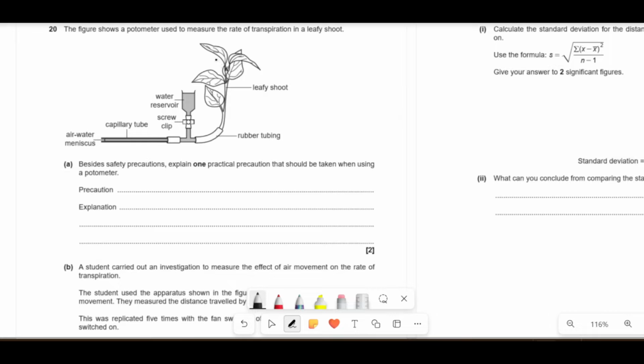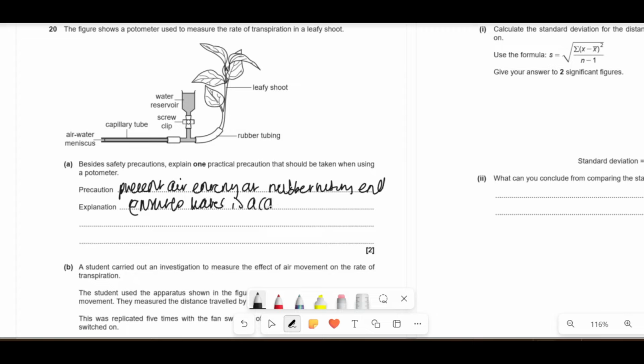So we want to make sure that this transpiration into water is leaving and this is getting dragged that way, that little water meniscus. So we need to make sure that this is entirely perfectly sealed. So we need to prevent air entering, at like the rubber tubing end, or for example where the cut end is. And why? It ensures water is a continuous column, so it means it just gets dragged across.